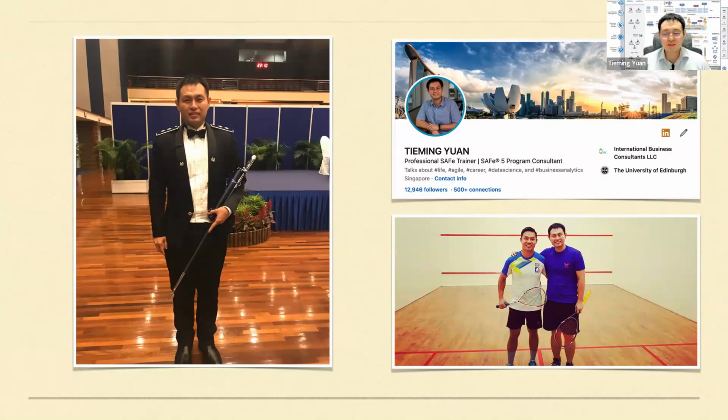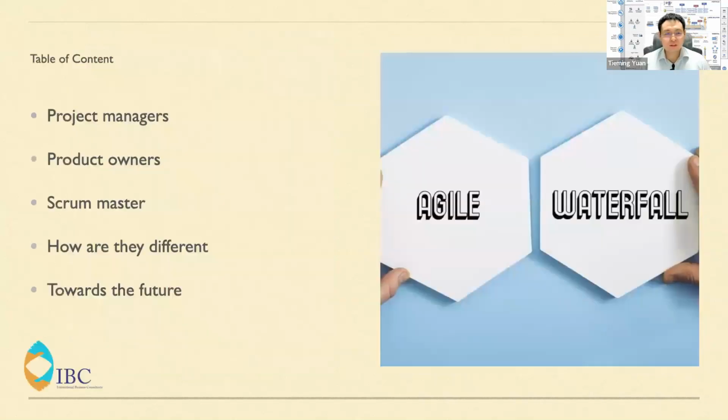So let's go into the webinar proper. What I'm going to talk about today is, I'm going to start off from something that we are familiar with, project managers. I believe many of you here have gone through projects. You may be a project manager, you may be a member in a project team. Then I will introduce you to Agile, product owners, Scrum Masters, and I'll do a comparison between the three of them. How are they different, and what are their different roles in the product development?